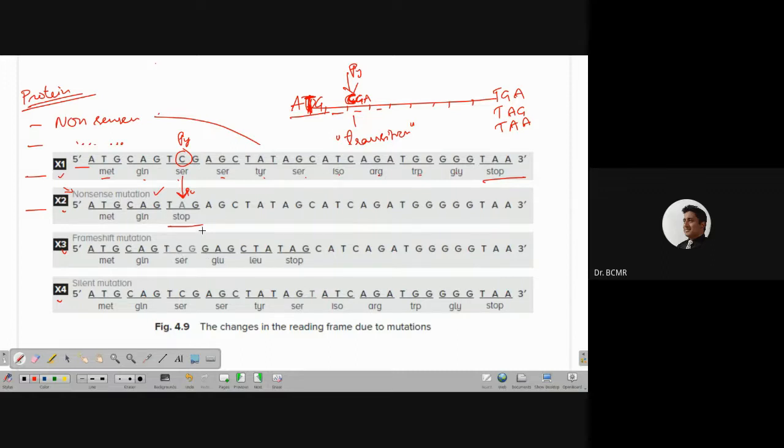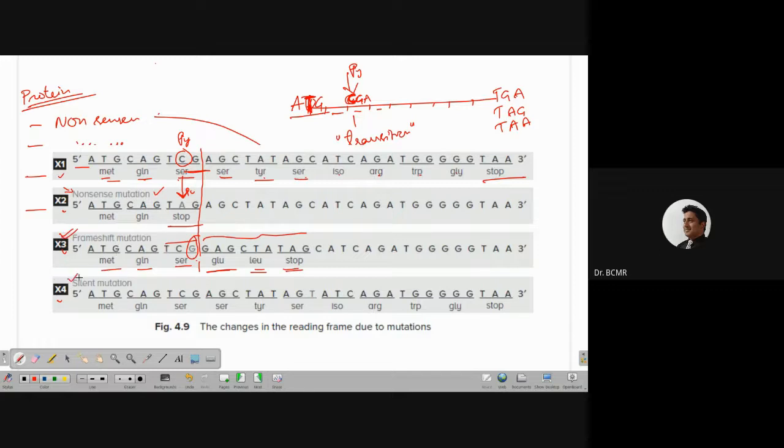And what is a frame shift mutation? Here we have an insertion of G. If you compare with the TCG here, this is the original one. It would have been methionine, glutamine, serine, tyrosine, serine, and so on. Whereas here, because of an insertion, the reading frame has changed. So methionine, glutamine, serine, until here it is fine, but from here on, it has changed. Glutamic acid, leucine, and stop codon. Okay, there is a shift in reading frame. So we call that a frame shift mutation.